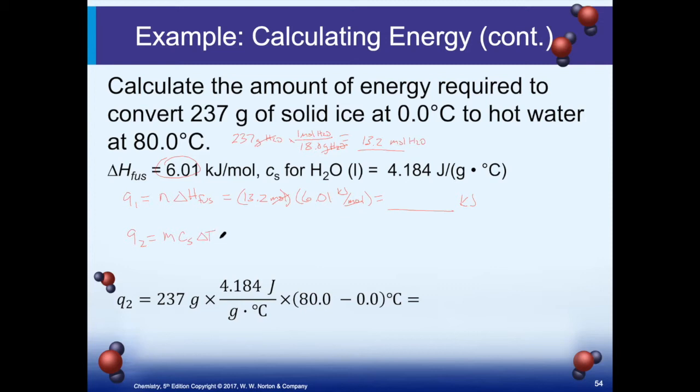Now Q2, like I said, is calculated with a different equation, and that was the mc delta T. Well, the mass I know, 237 grams. The specific heat I'm given, 4.184 joules per gram per degree Celsius. And then the delta T, the final temperature is 80, and the initial temperature was 0. And so that's going to result in some answer.